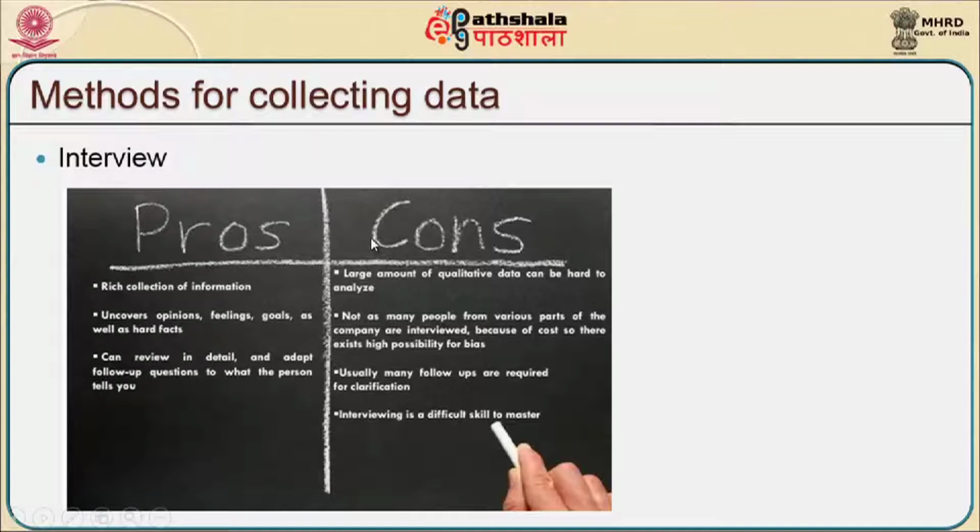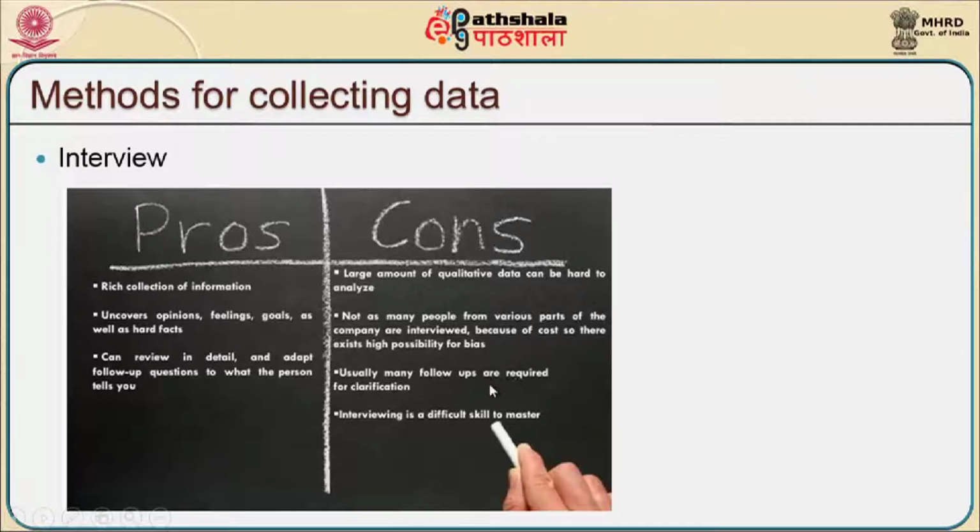At times, an interview can give you information like 74% of the projects failed, say way back 20 years, and 47% passed. So thereby we see a large difference. These quantitative values and some qualitative values would not have a clear justification for us. Also, not as many people from various parts of the company are interviewed because of cost. So there exists a high possibility of bias.